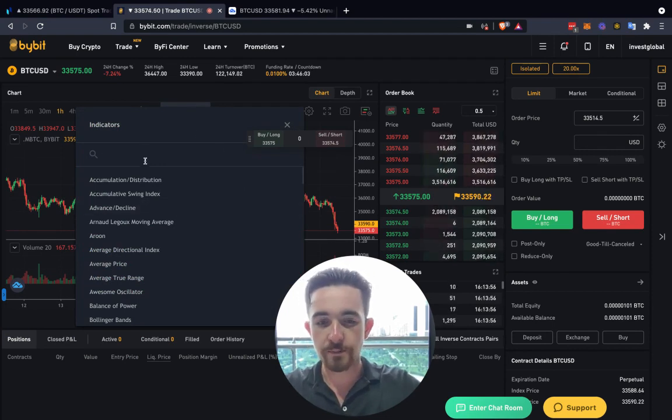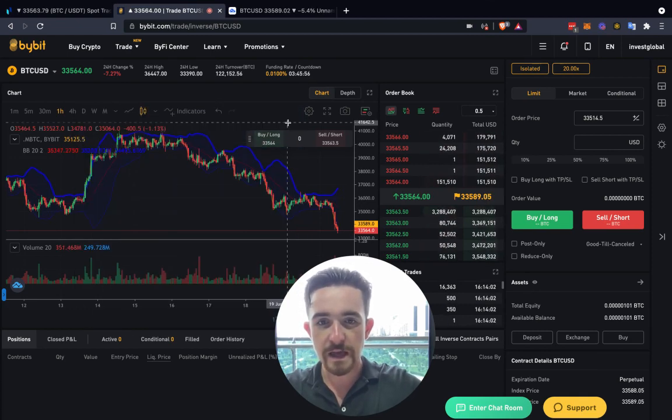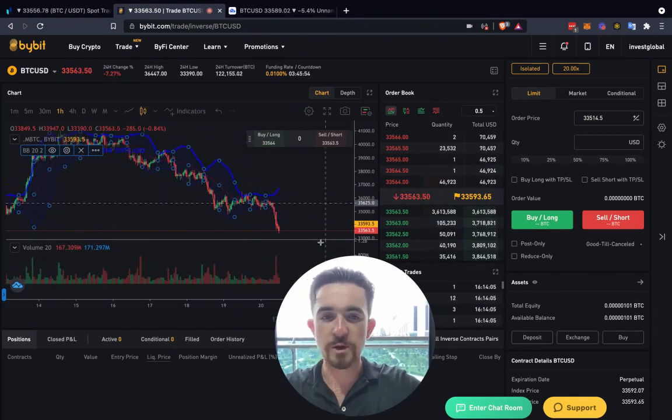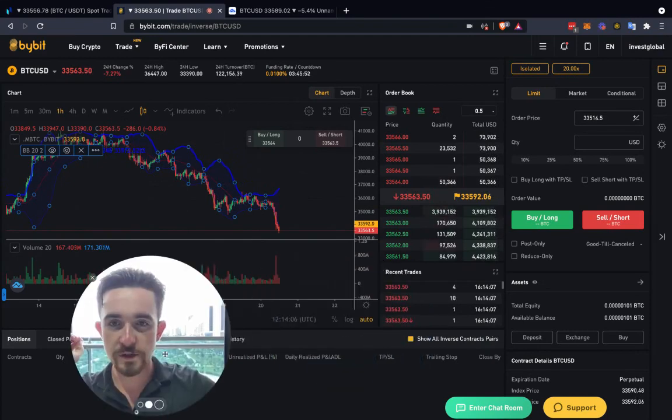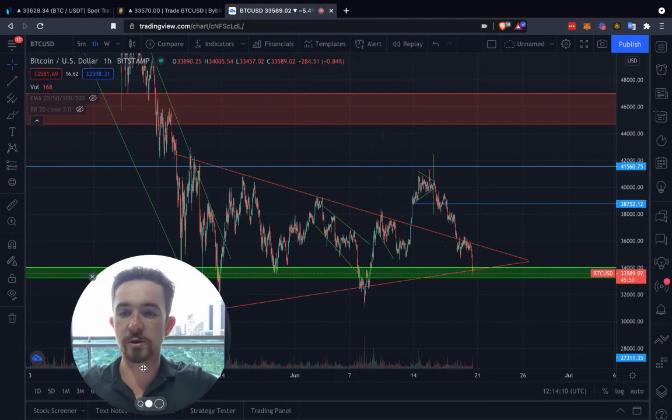So let's say we want to add our Bollinger Bands, just to make sure things are the exact same. Some of these little differences can be very, very important when you're trading. That's why it's important to confirm what trend you see. So let's just take an example right now.